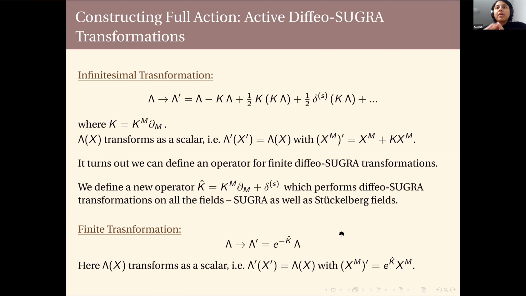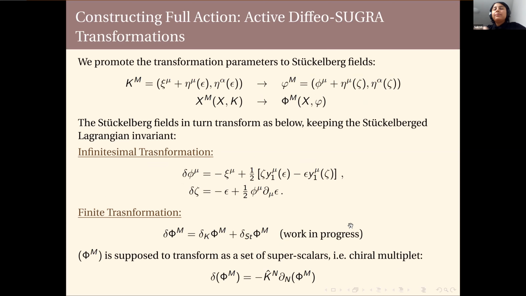It looks like a very simple generalization of this transformation, but it's actually not all that simple when you try to check it by hand, because we need to check for certain commutation relations between this operator and this transformation, which in principle are not necessarily obeyed. So we are in the process of checking if this holds true at all orders. And if so, then we will have a transformation rule for finite transformations, and then we can perform the Stückelberging as usual.